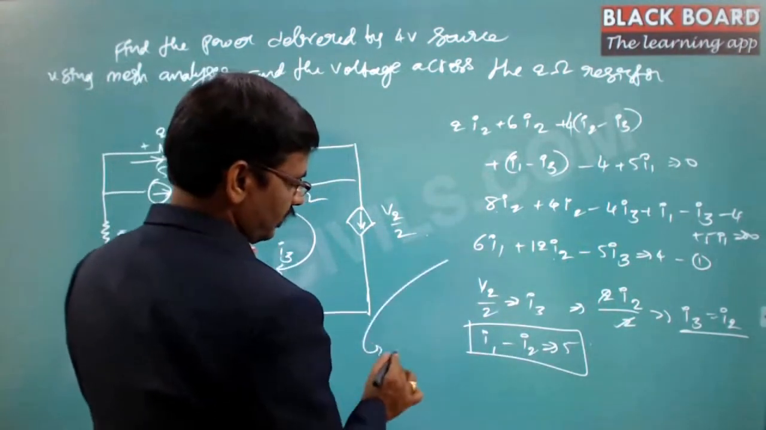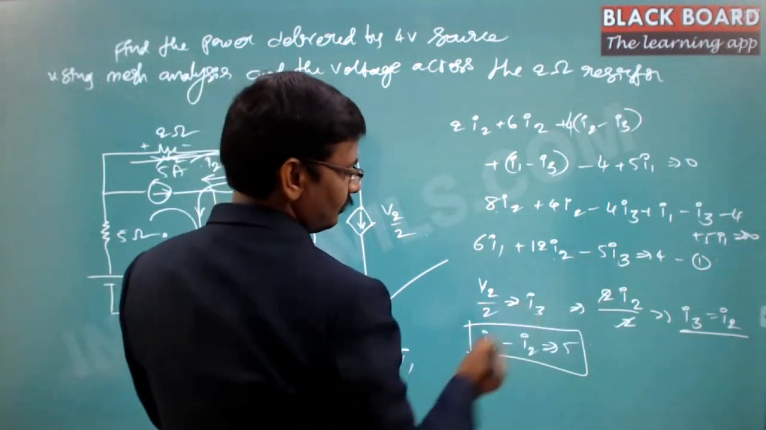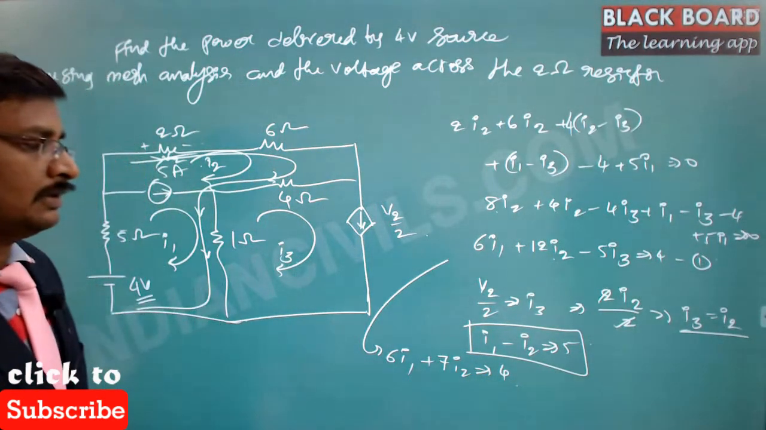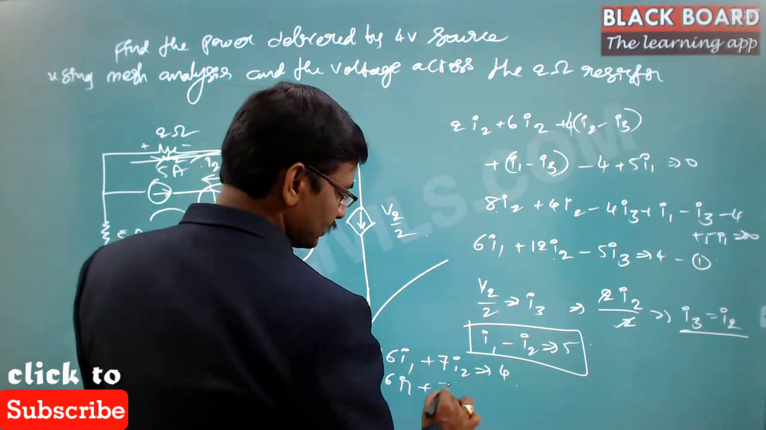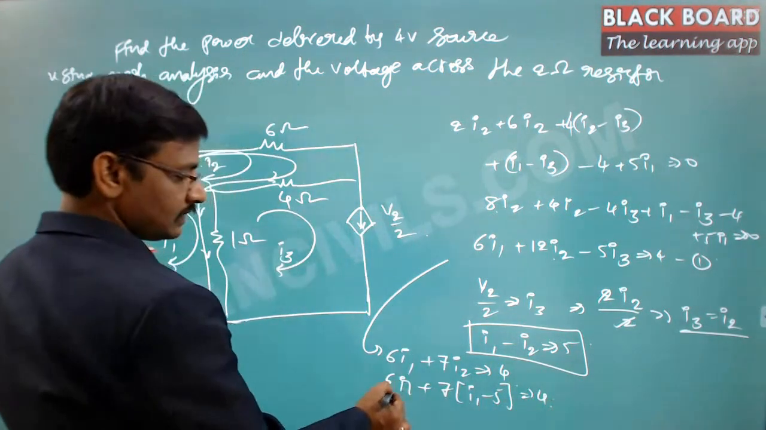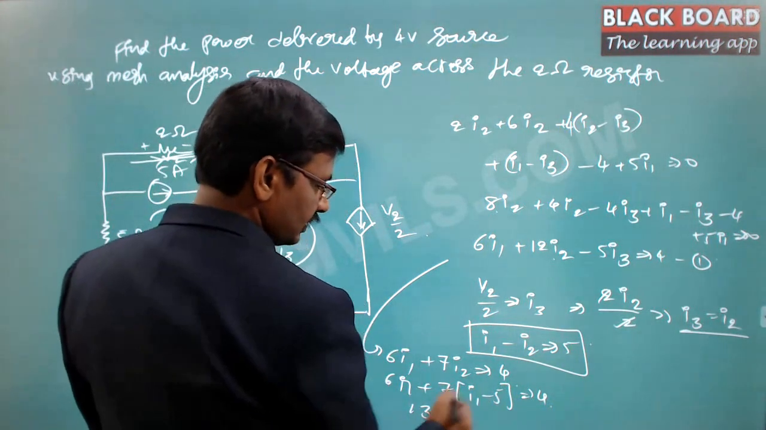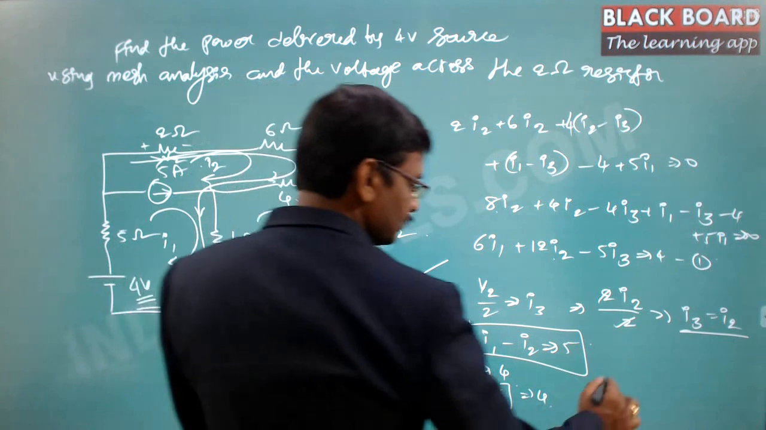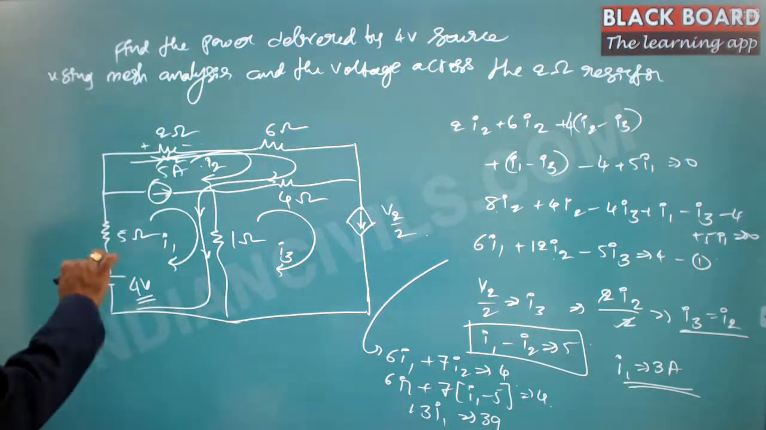Then this equation will become 6I1 plus 12 minus 5, because I2 equal to I3, so plus 7I2, equal to 4. And I2 can be replaced as I1 minus 5. So 6I1 plus 7 times I1 minus 5 equals 4. 6I1 plus 7I1 is 13I1, and 35 plus 4 is 39. So it implies I1 is equal to 3 amperes.